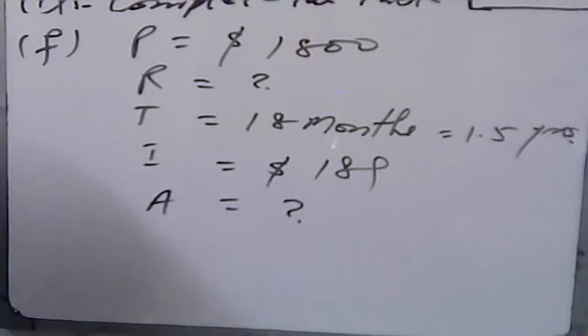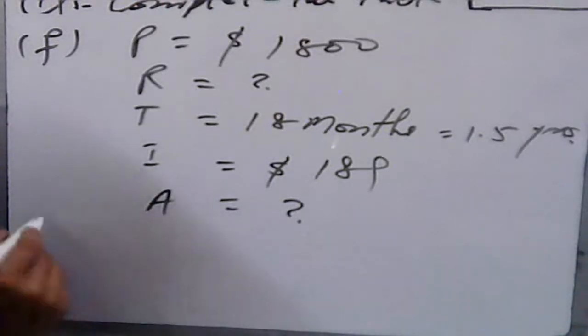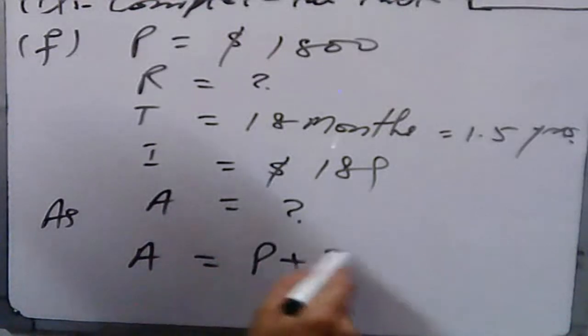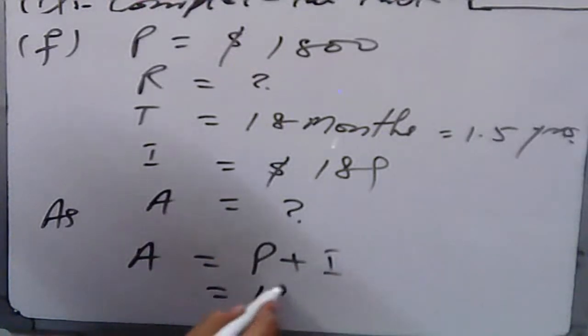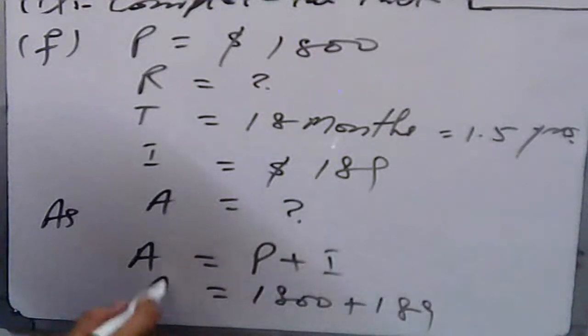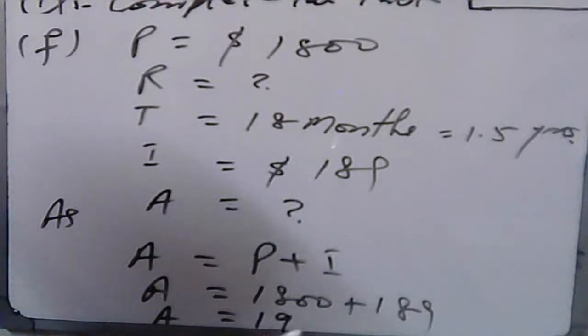The amount you can find very easily, because both things are given to you: amount is equal to principal plus interest. Principal amount is 1800 and interest is 189. So add it and finish it. That is $1989. So one thing you have calculated.